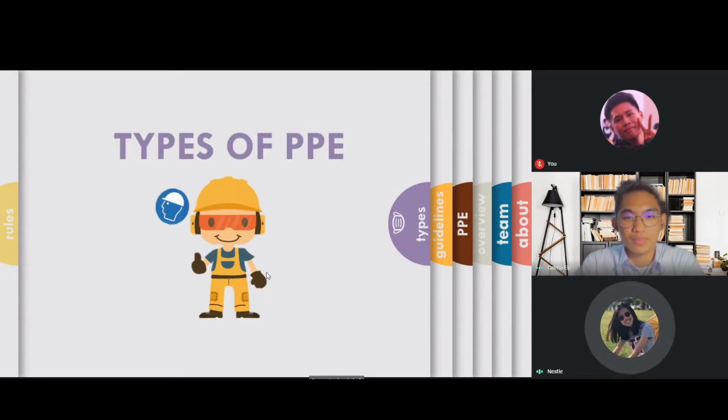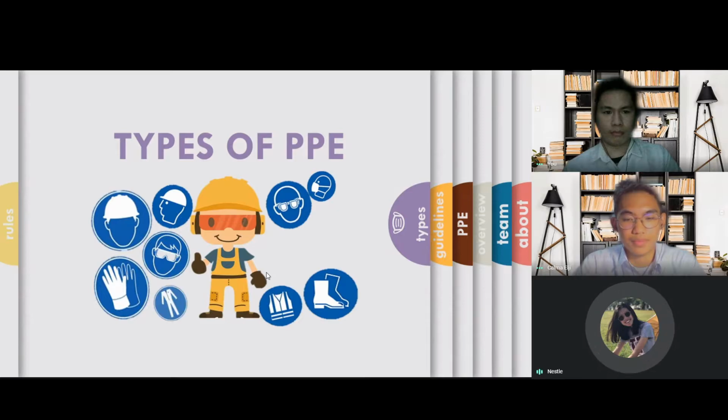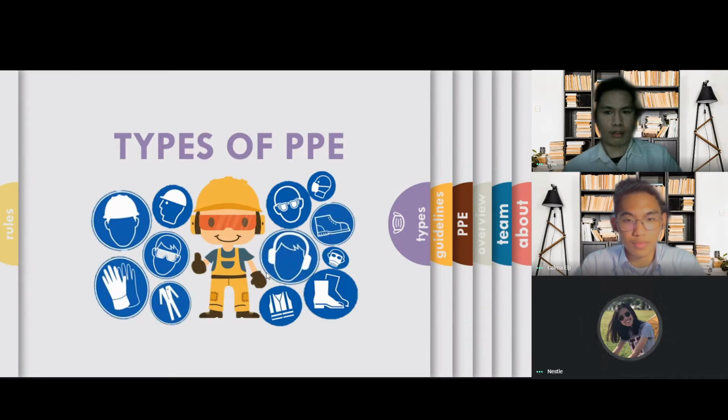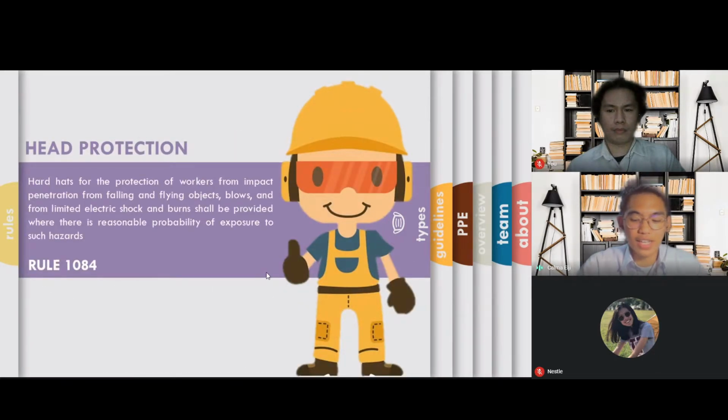For the types of PPE, we have Ryan Ezekiel M. Fabros and again, LG Sus A. Calma to present. So, for the types of PPE, we have different types of PPE. The first one to tackle about is head protection. So, magsisimula tayo sa head protection.